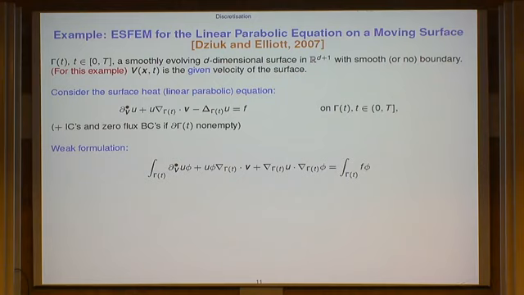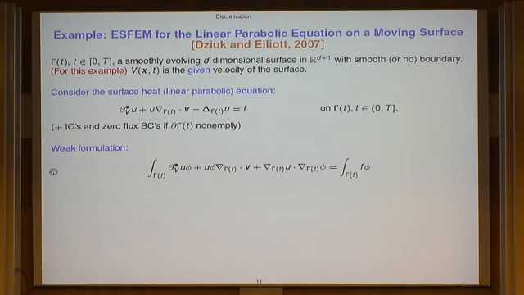And let me consider the linear parabolic equation on this evolving surface. So the correct form of that equation is the one you see here. And if the boundary of the surface is non-empty, I augment this with zero flux boundary conditions and suitable initial data. Then, if you test with a sufficiently smooth test function and integrate by parts, you end up with a weak formulation, which looks like this.